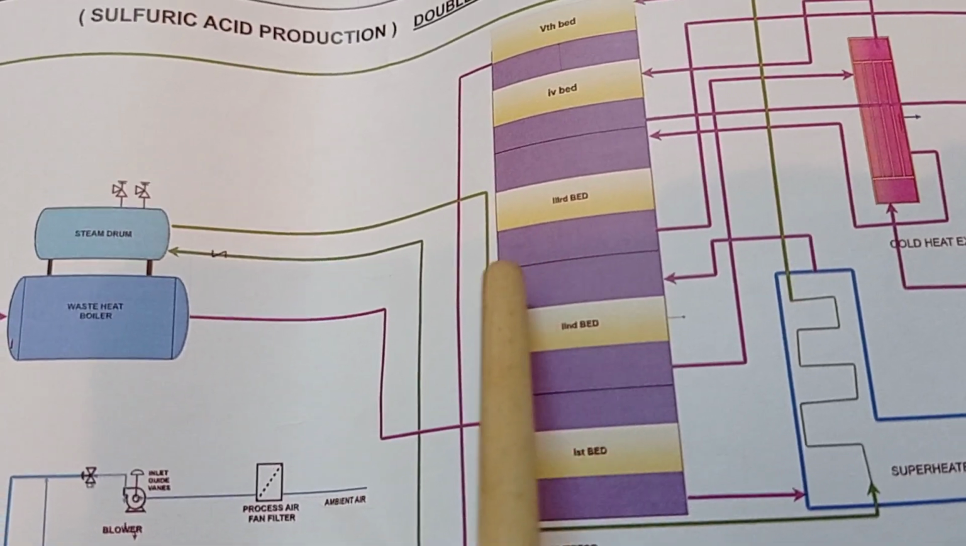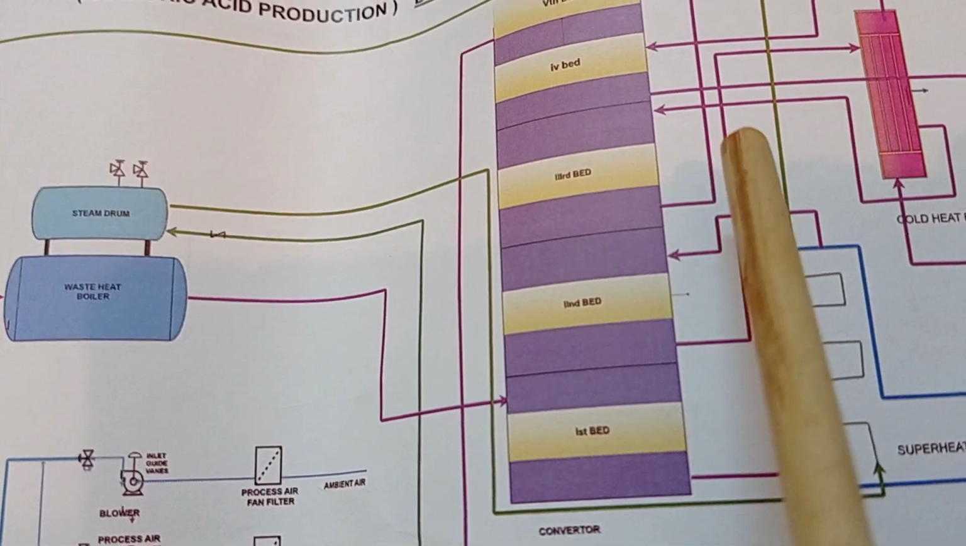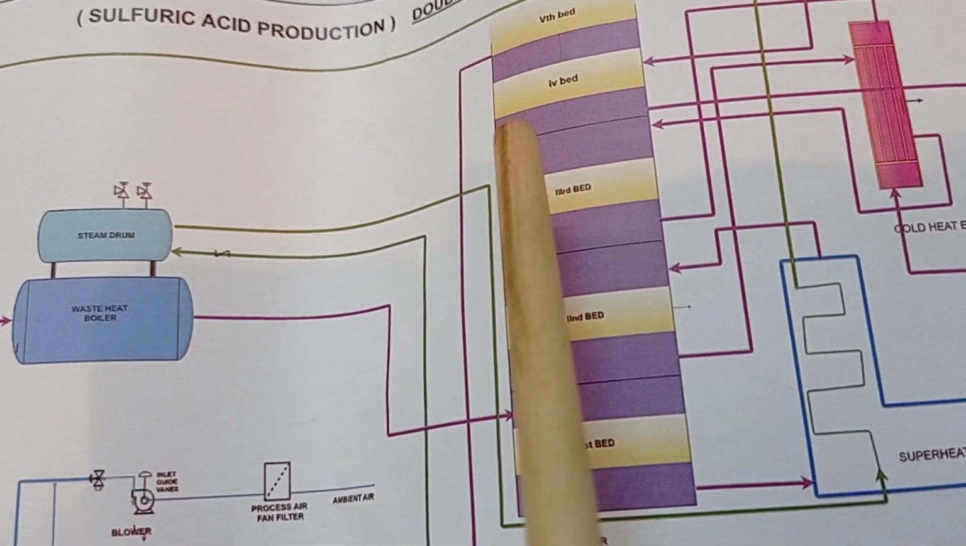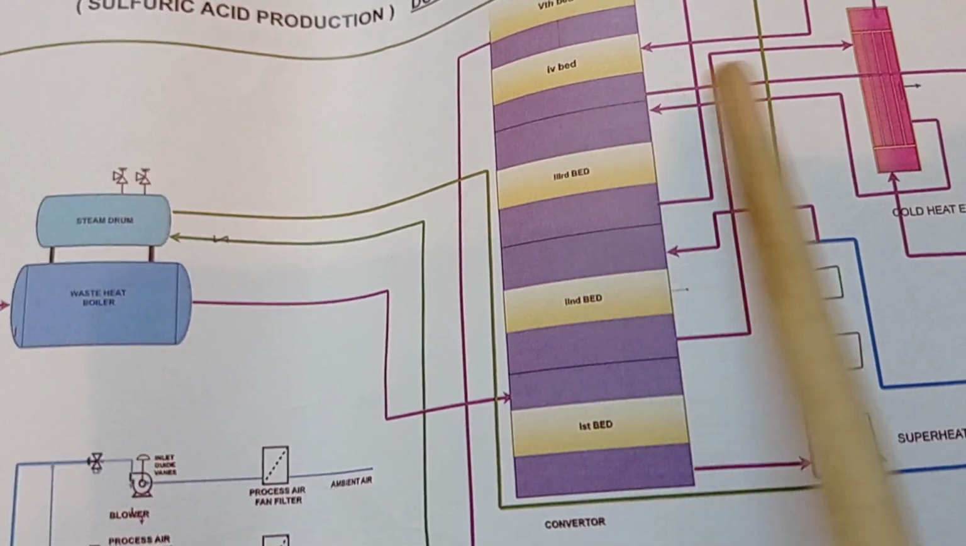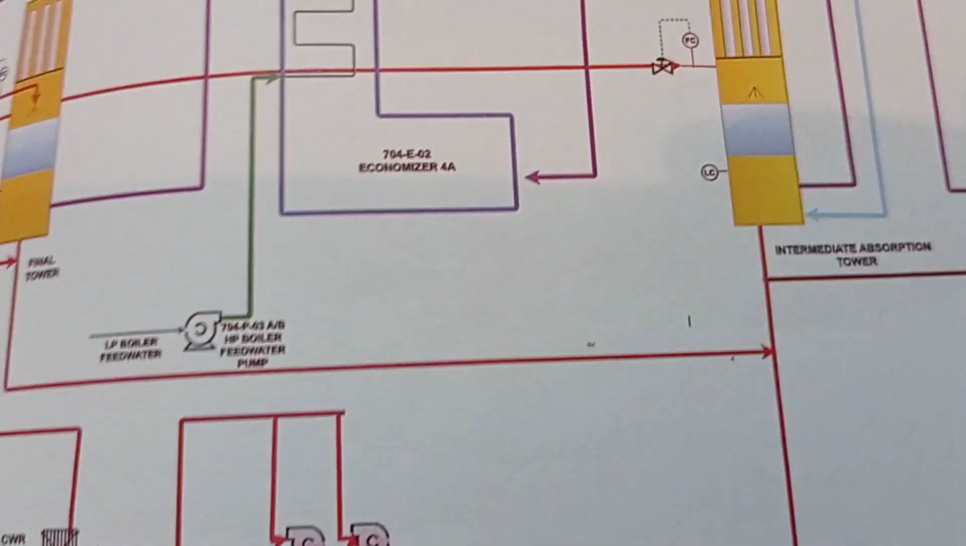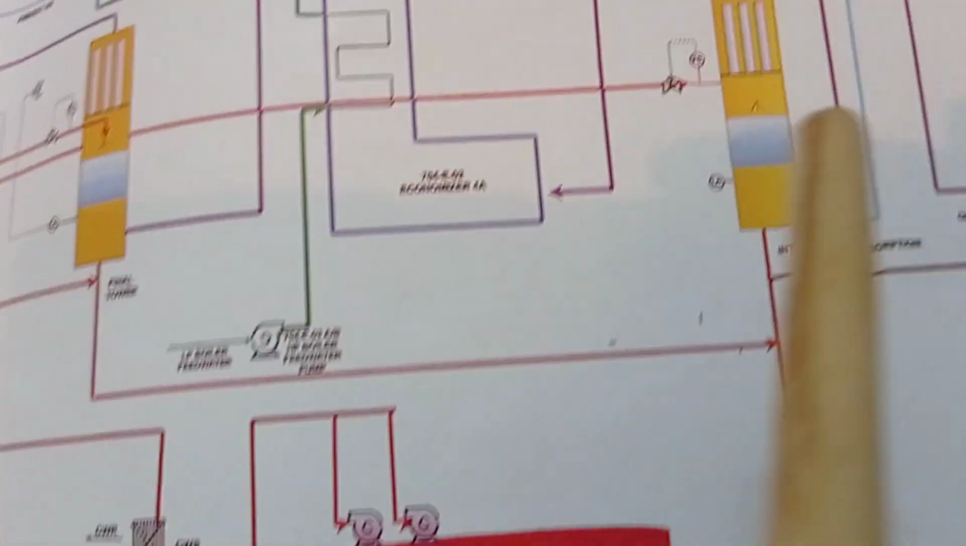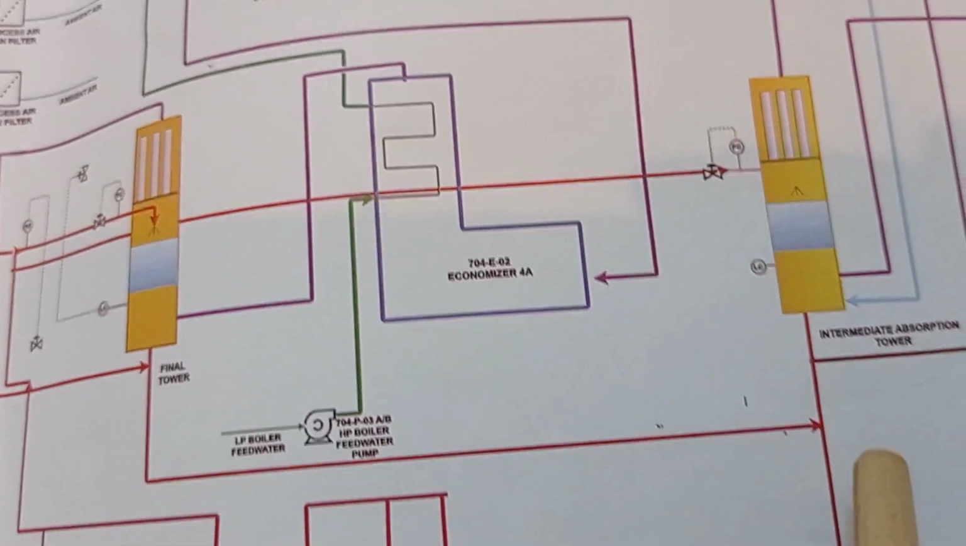After the third bed, again the temperature increases, again we send it to the heat exchanger. After the third bed, again we send it to the fourth bed, again the temperature increases, and again after the heat exchanger we send it to the oleum tower, or intermediate absorption tower. So we send it to the intermediate absorption tower.